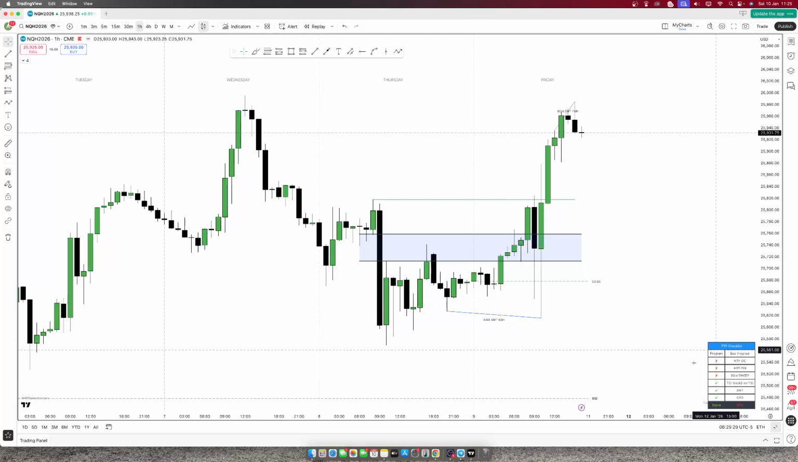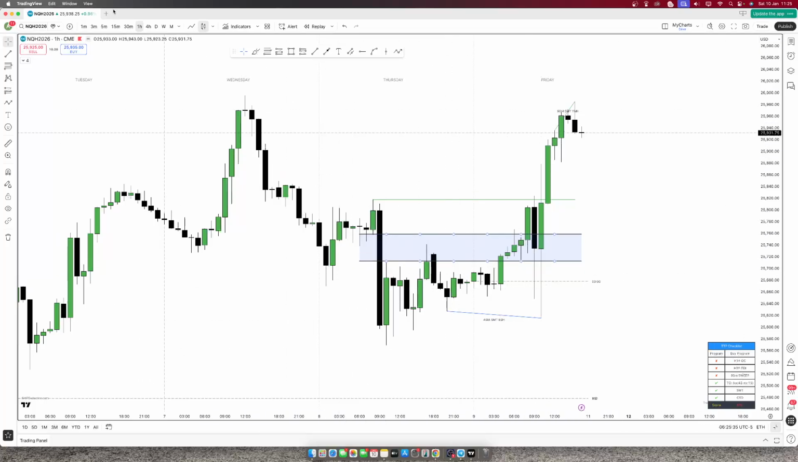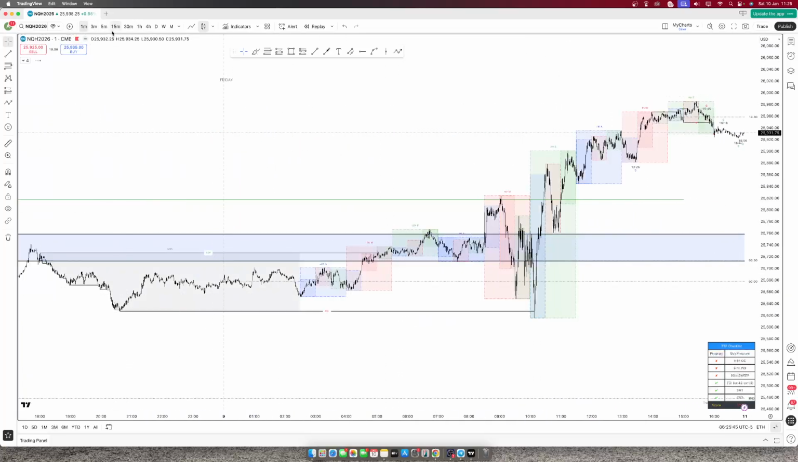So essentially, this TTP checklist, put it on your charts if you follow the same protocol in terms of trading. If you don't, you don't need it, obviously. This is only specific to this way of trading, when you focus on time, then price, which is what TTP is.